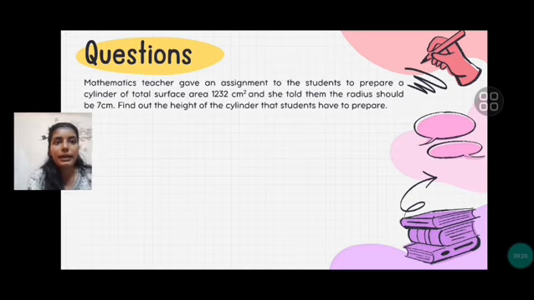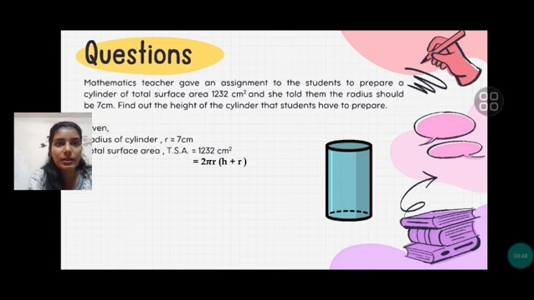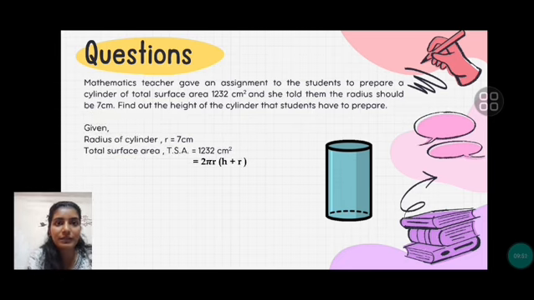So what is the question? Here the teacher gave an assignment to the students to prepare a cylinder. She told them that the cylinder should have a total surface area of 1232 and the hint given here is the radius should be 7 centimeter. So the students have to find out the height of the cylinder before making it. How will you find the height? Before that, write down what is given. We have the radius of the cylinder, r is equal to 7 centimeter. Then the total surface area, TSA, is given as 1232 centimeter square.